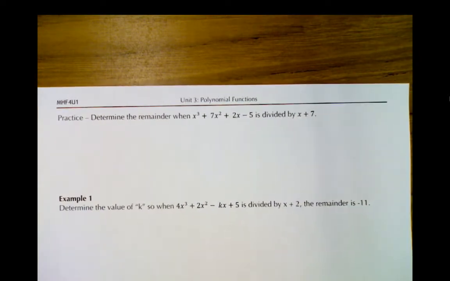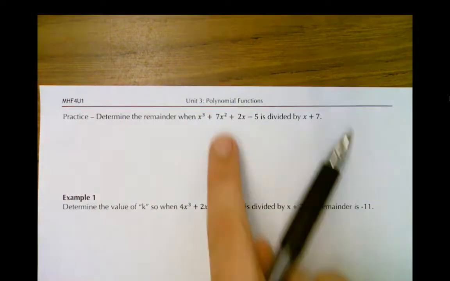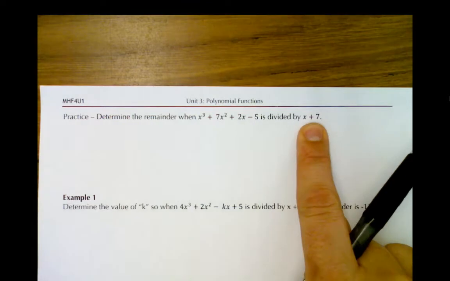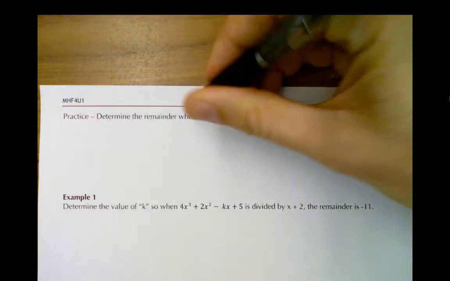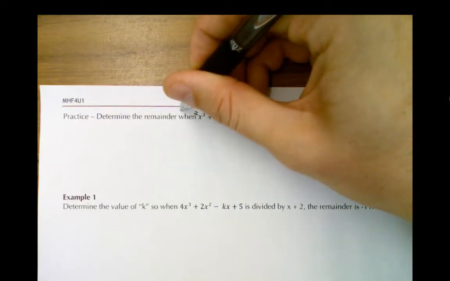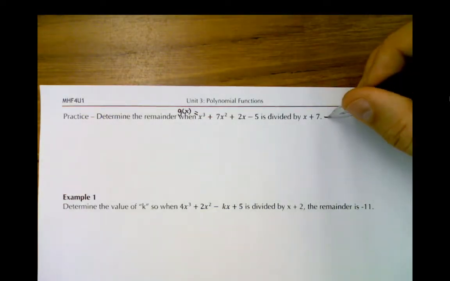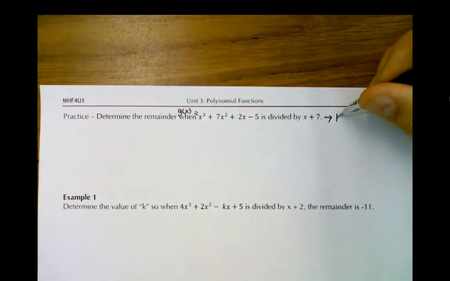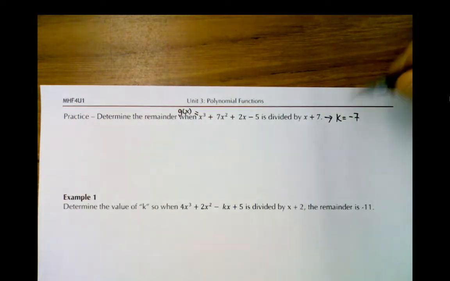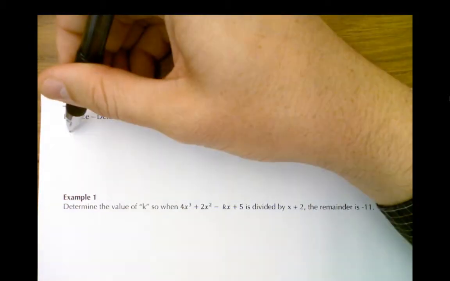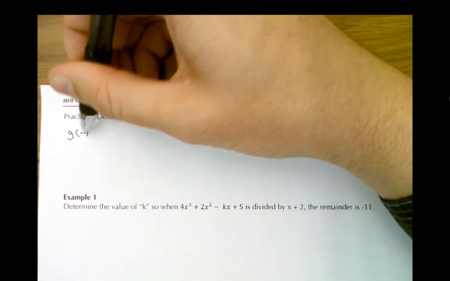If we were asked to determine the remainder when our polynomial is divided by x plus 7, we can find the remainder by naming this a function. Let's call it g of x. And then just determining what our k would be. In this case, k would be negative 7, because that's the value that would make that bracket 0. So if we want the remainder, we would take our function and set it equal to negative 7.